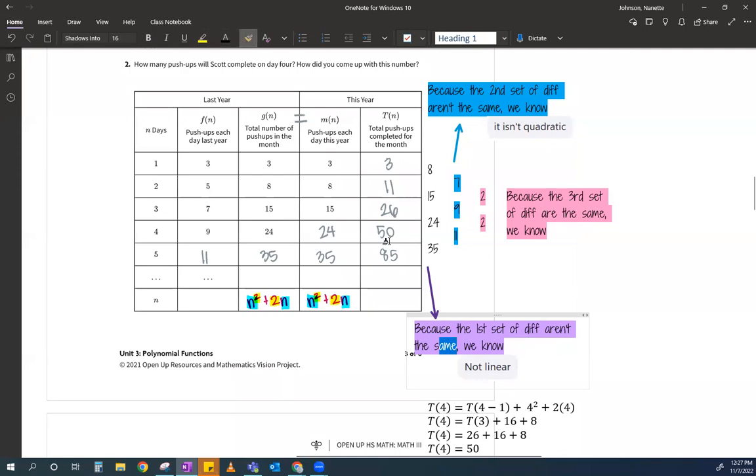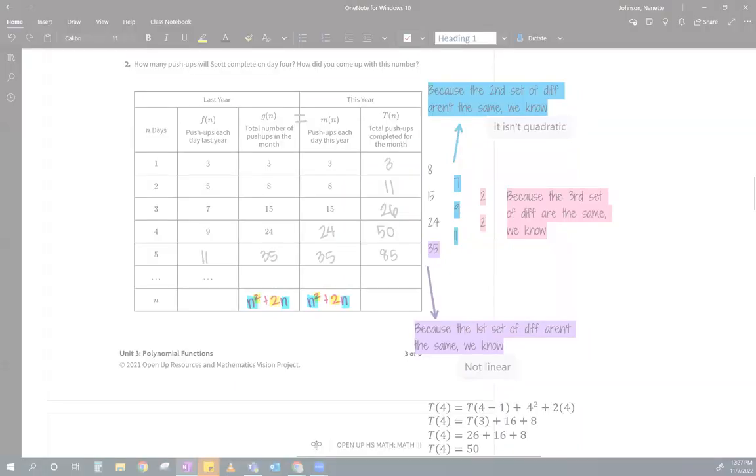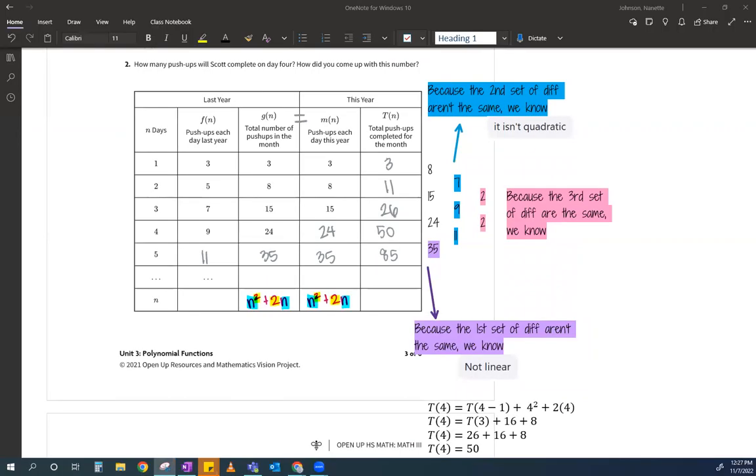What do we know, guys? Yeah, we know it's cubic. Perfect. We know it's cubic. So what does that mean by it's cubic, Miss Johnson? It means it's to the third. Put that there.